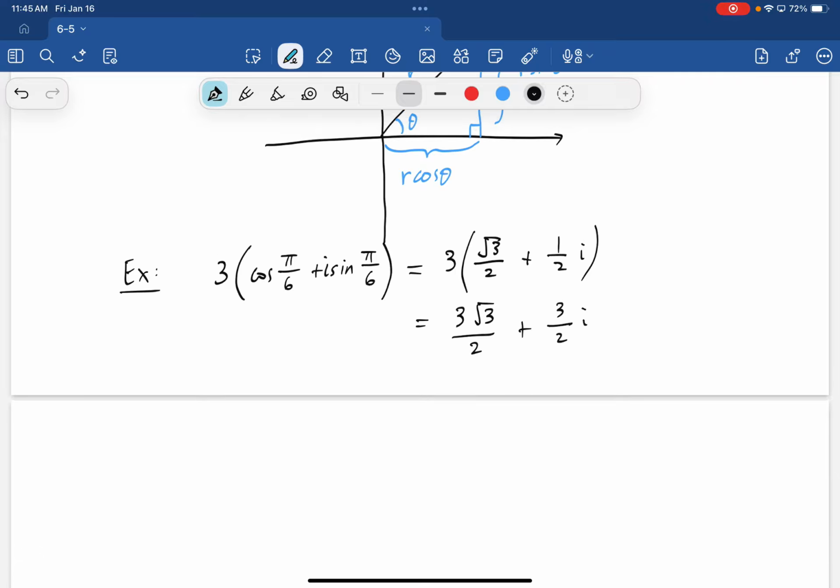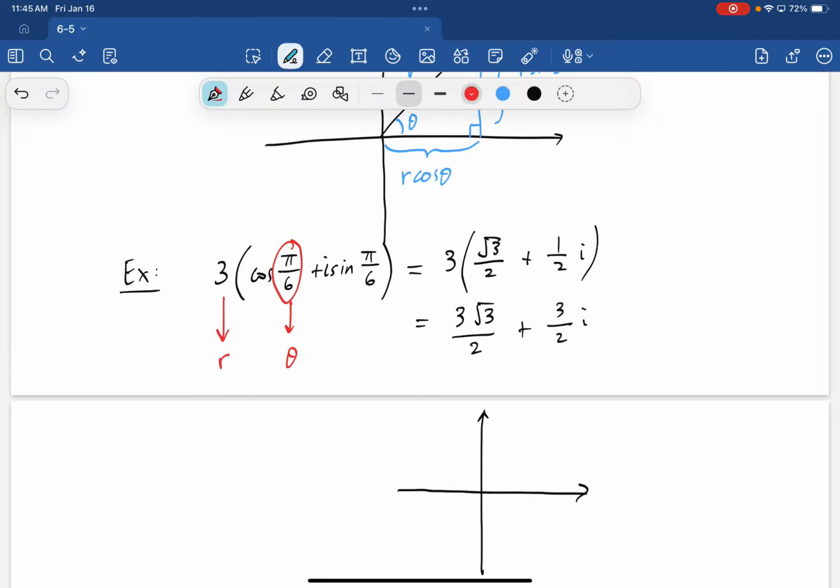All right. And then how would we plot this? Well, we could plot it using the coordinates that we've just found, right? We know that x has to be 3 root 3 over 2, and y has to be 3 over 2. But actually, a much easier way to plot it is just by using the trigonometric form. So in this case, we know that 3 has to be r. It's the magnitude of our number. And 3 is also the distance from the point to the origin. And then we know that theta is pi over 6.